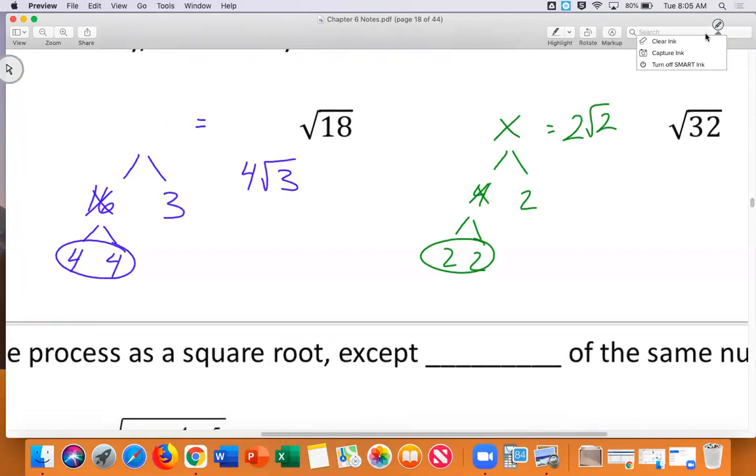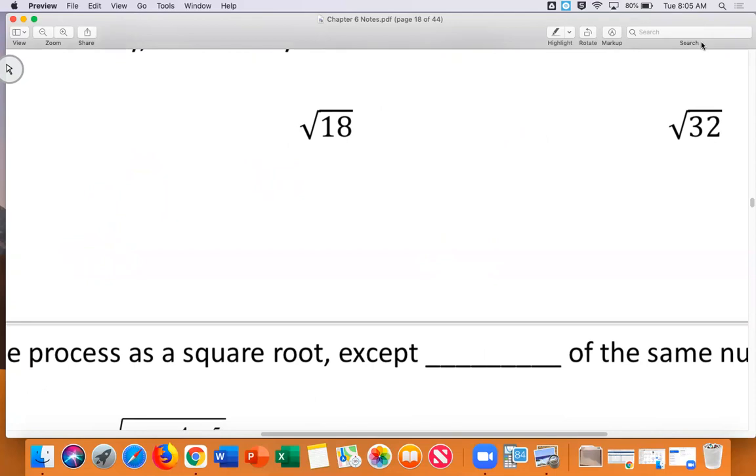All right, Liam. What numbers go into 18? What did you say? 9 and 2. I'm glad you said 9 and 2. You could have said 6 and 3, right? But 9 and 2 will allow you to get the answer a little quicker, right? What goes into 9? 3 and 3. There's your pair of 3s. Circle it. My answer is 3√2.